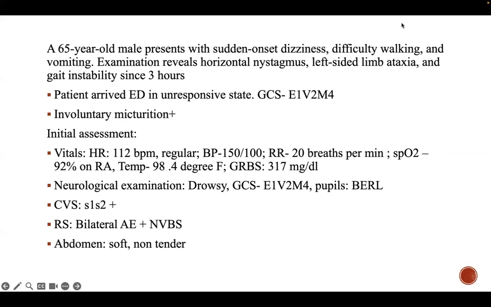Initial assessment of vitals: heart rate 112, BP of 150 by 100, respiratory rate of 20 breaths per minute, saturation 92% on room air, temperature of 98.4 and GRBS of 317. Neurological examination, the patient was drowsy, GCS of E1, V2, M4, pupils bilaterally equal and reactive. CVS, S1, S2 present. Chest is clear, abdomen is soft, non-tender.